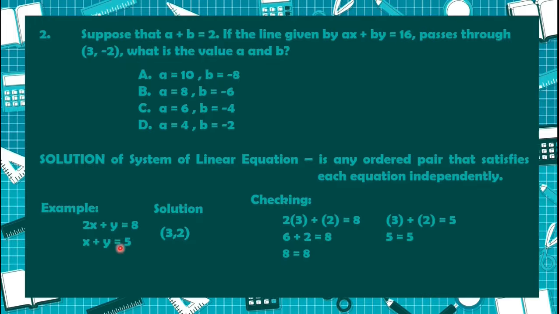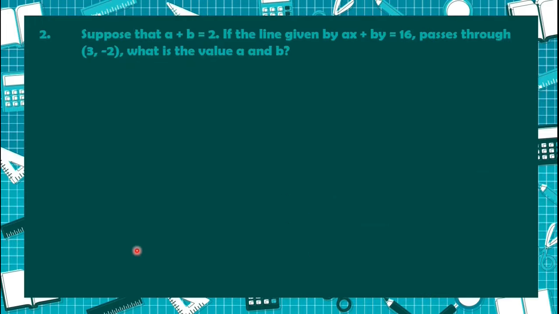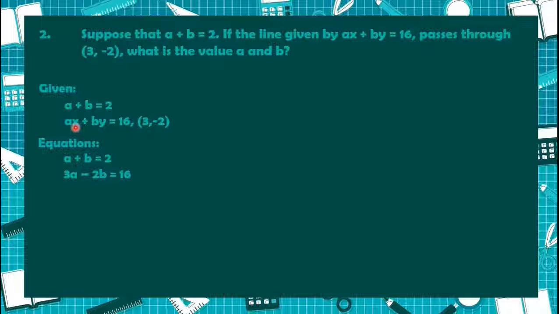Thus, this solution satisfies this equation. Let's go with our solution. Given a plus b equals 2 and ax plus by equals 16, where it passes through 3 and negative 2, we have the equations a plus b equals 2, and we substitute this value of x and y to here. So we have a new equation, 3a minus 2b equals 16.